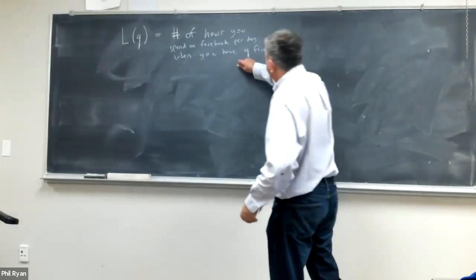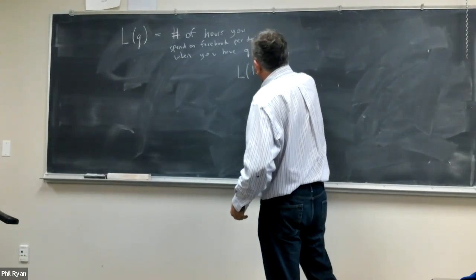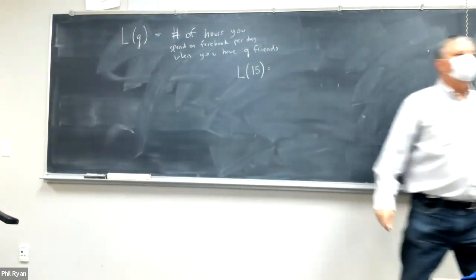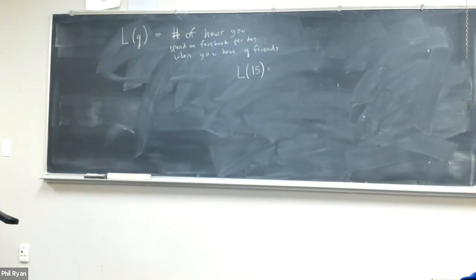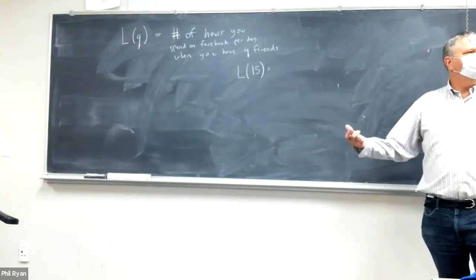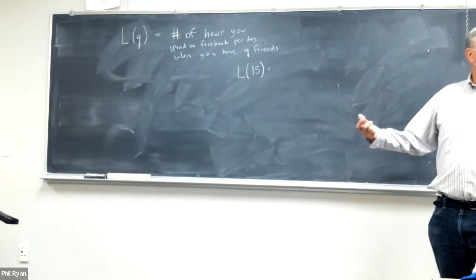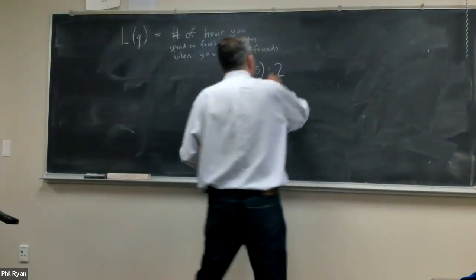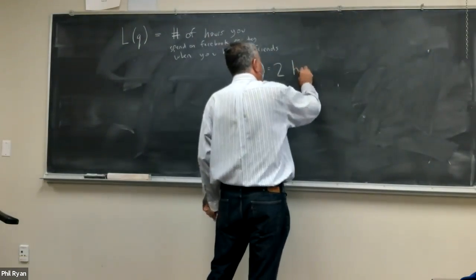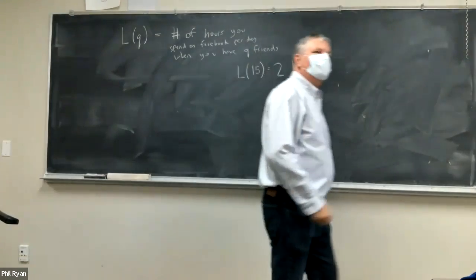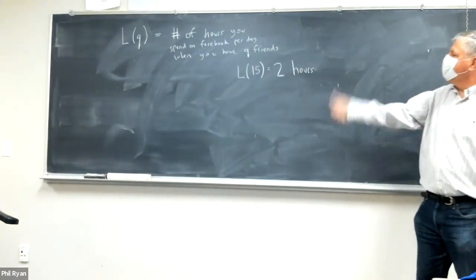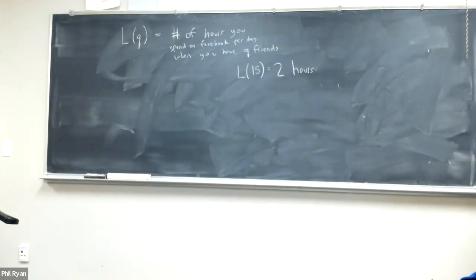Okay, so what does L of 15 represent? The number of hours you spend on Facebook when you have 15 friends. Exactly. So what would you think that would be around? Someone's best guess. Like 2? An hour or 2? Yeah, let's say 2. So it's 2 hours. And so this means that you spend 2 hours on Facebook per day if you have 15 friends.